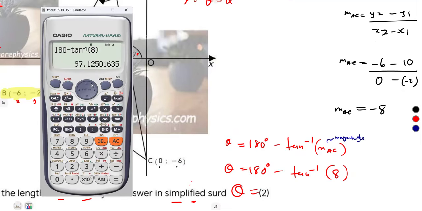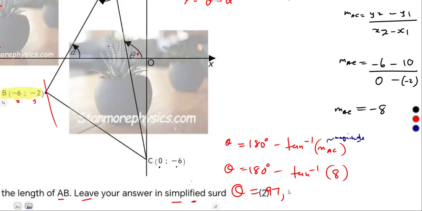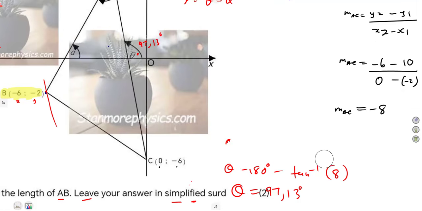Of 8, which is 97.1. All right, so this is 0.13 to 2 decimal places. Let us just have our answers to 2 decimal places, 97.13. So that's 97.13. So this is our angle theta here. We can determine angle alpha using the same concept, all right?